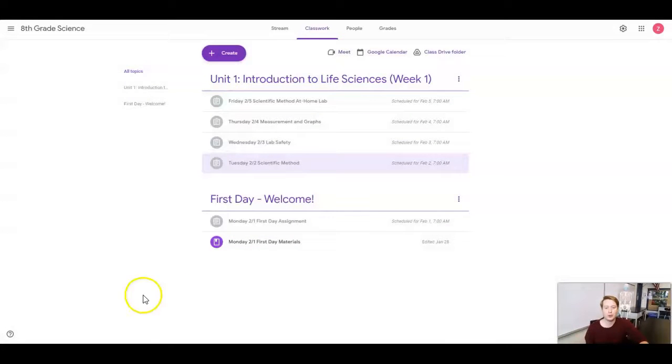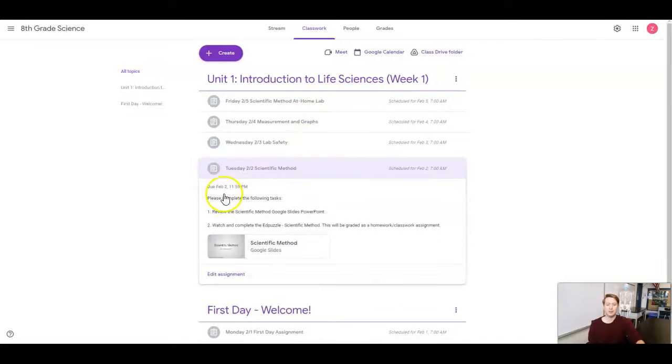So you'll all be on the Google Classroom. Today your assignment that's going to be posted is the scientific method. But also later in the week we're going to be going into lab safety, measurement and graphs, and at the end of the week we're going to be doing a scientific method at home lab. I'm going to allow you to use your creativity to complete a lab. But today, for scientific method, I want you to complete the following tasks.